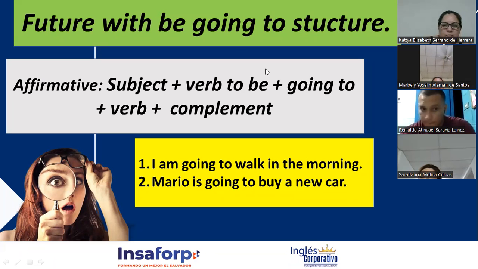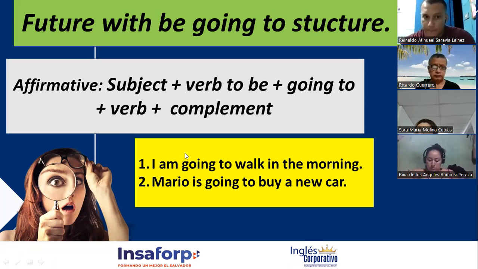Correct. All right, la estructura acaba de leer Yancy: subject plus verb to be, plus going to, plus verb, y todo lo que siga después del verbo ya es complemento solamente. ¿Cómo se ve esta estructura ya puesta en oración? Y acá tenemos los dos ejemplos. Ok, entonces I sería mi sujeto, am es el verbo to be que le corresponde a este sujeto, going to, el auxiliar, y walk es mi verbo. Todo lo que le sigue, complemento nada más. En este escenario, tercera persona, he. Mario es el sujeto, is es el verbo to be que le corresponde a ese sujeto. Going to siempre es el auxiliar y buy es el verbo. A new car sería el complemento.